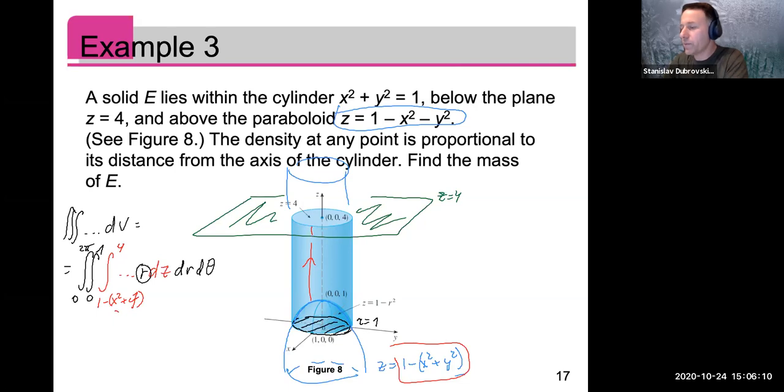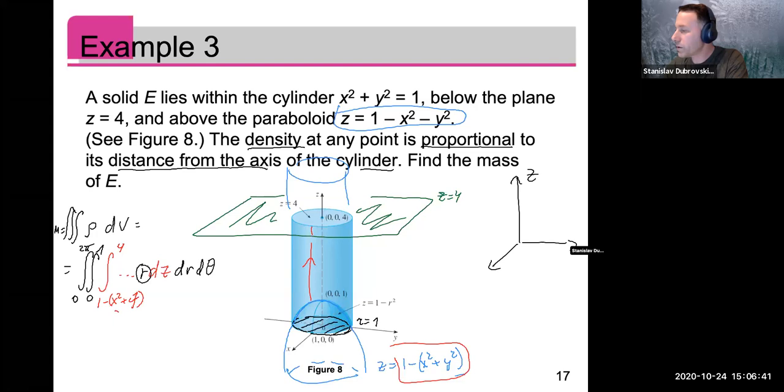So we set up the integral over the solid. Now what are we integrating? Since it's supposed to be the mass of the solid, then we'll have to integrate, you tell me. Right, density. But is the density given explicitly? No, it just says that the density is proportional to something. To what? To the distance from the axis of the cylinder. Okay, what is the axis of the cylinder? Z, of course. What is the distance from a point P with coordinates x, y, z to the z-axis?